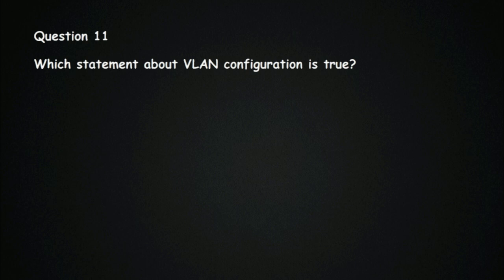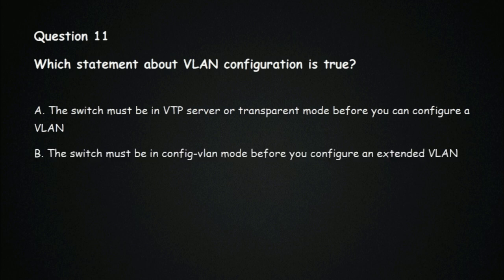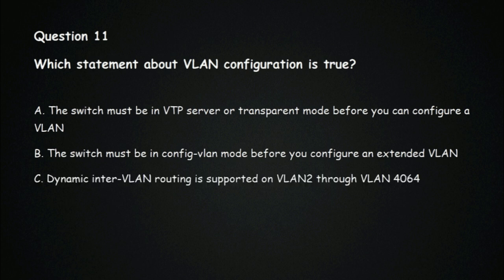Question 11. Which statement about VLAN configuration is true? A. The switch must be in VTP server or transparent mode before you can configure a VLAN. B. The switch must be in config VLAN mode before you configure an extended VLAN. C. Dynamic inter-VLAN routing is supported on VLAN 2 through VLAN 4064.